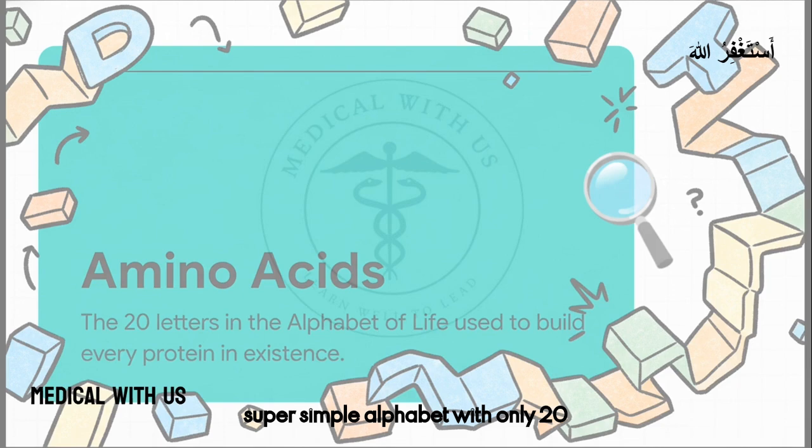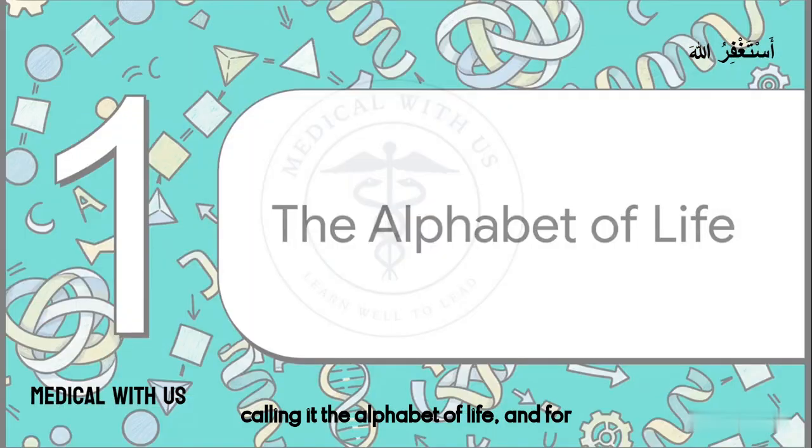A super simple alphabet with only 20 letters that nature uses to write the story of you, me, a tree, a mushroom, literally every living thing. We're calling it the alphabet of life, and for good reason. Because once you understand these basic letters, you can start to see how they form words, and then sentences, and suddenly you can read the incredible stories that they're telling all around us.